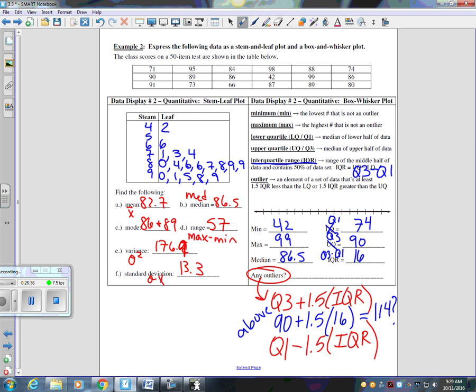Okay. All right. Now let's do Q1 minus 1.5 times IQR. What is Q1? 74 minus 1.5. And our IQR is 16. And what does that give you? Okay. For this one, you ask yourself, are there any numbers below 50? 42. So 42 is an outlier.